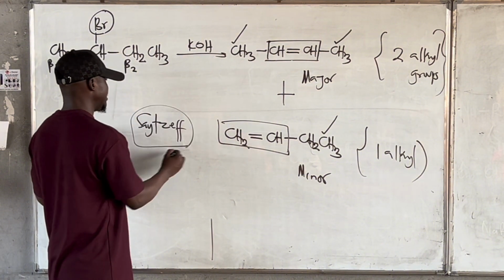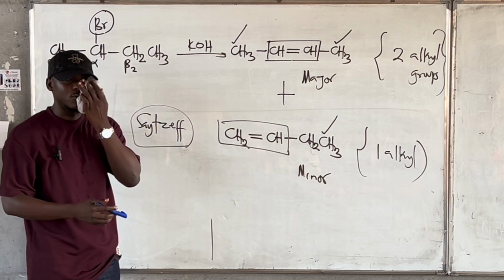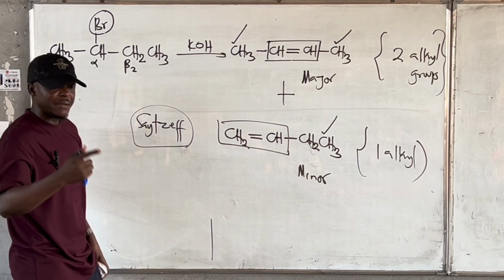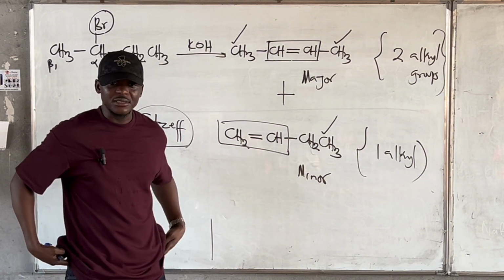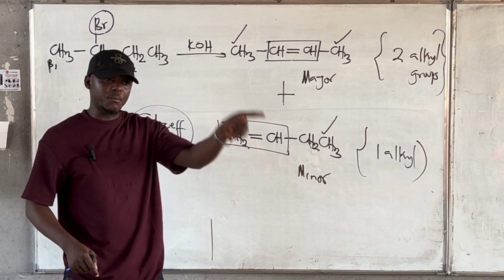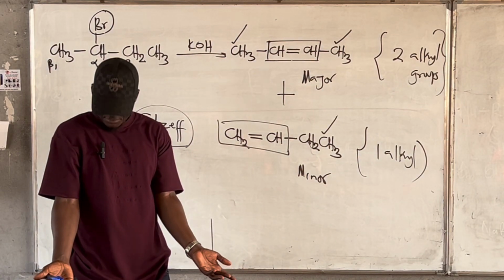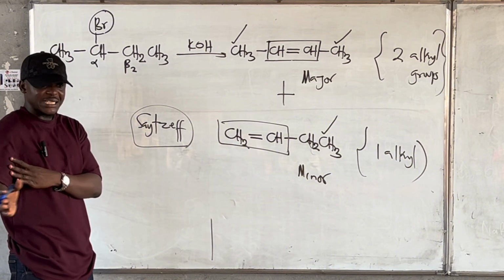But if I'm the one solving this, I don't have to give the product to know the one that is more stable. Just by looking at this, I can tell you the one that is more stable, because in exams they might just ask you for the major product. In exams, right, they may just say, give the major product of this. That means they are not interested in the minor.